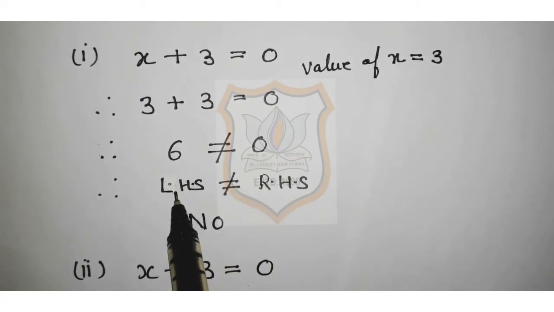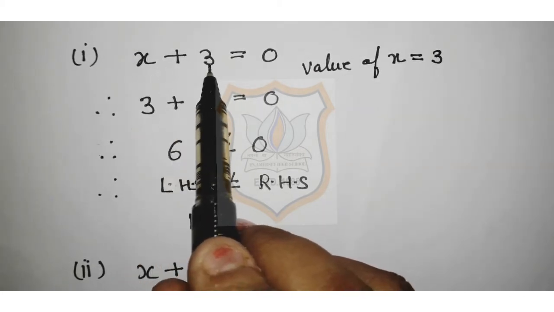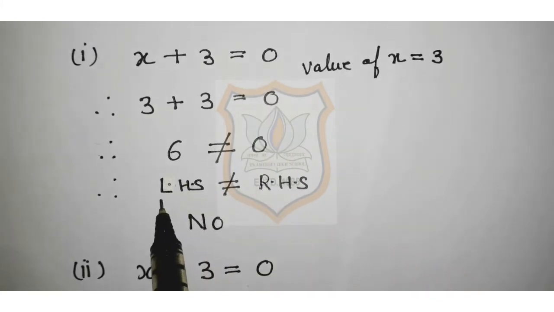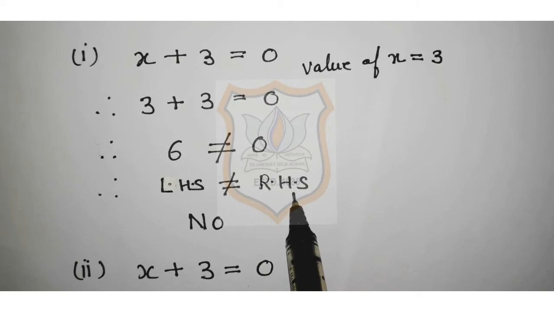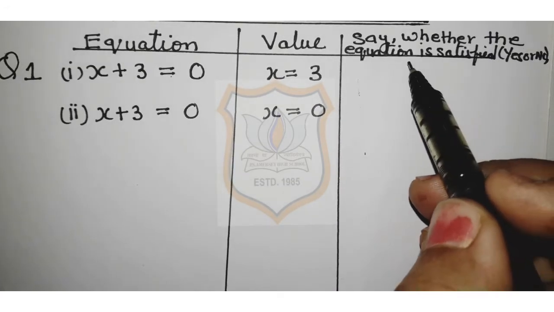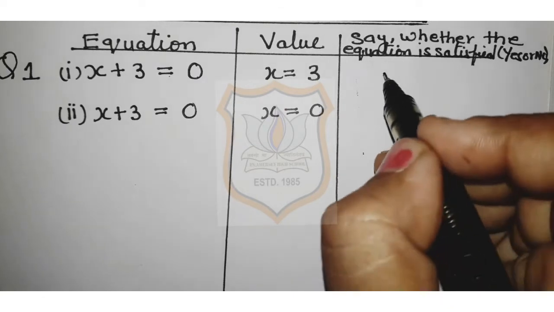So we can say that x plus 3 is the left hand side of the equation and this 0 is the right hand side of the equation. So left hand side of the equation is not equal to right hand side of the equation. So we can say that equation does not satisfy the value of x. So our answer is no. Students, here question is asked, say whether the equation is satisfied, yes or no. Our answer is no.